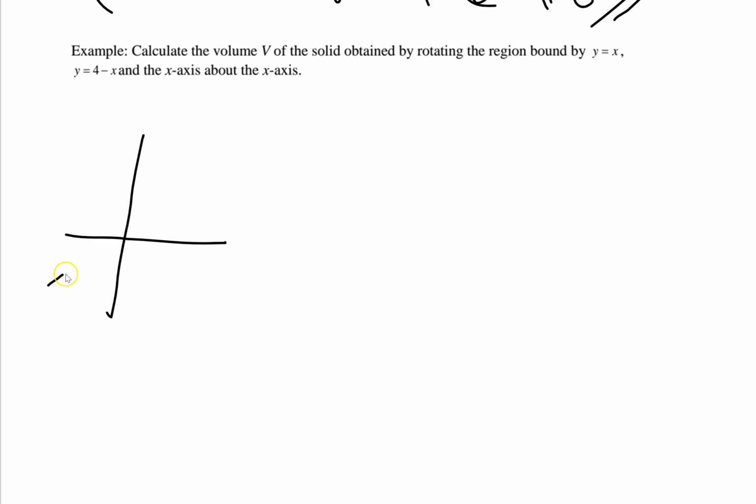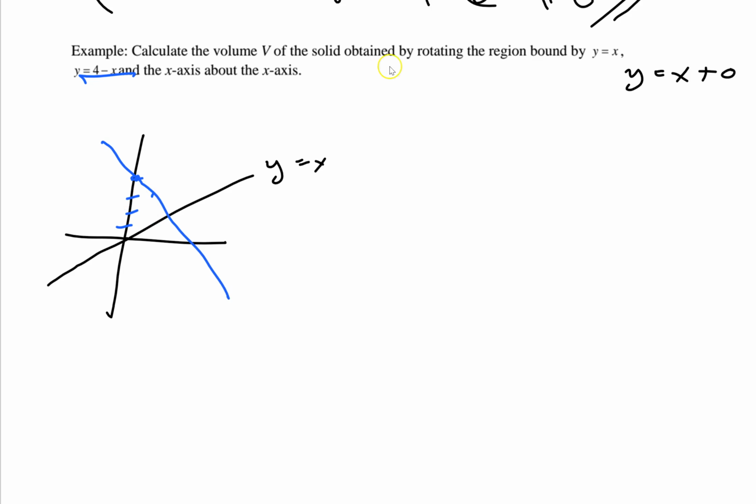So y equals x looks like this, right? It always helps if you actually do y equals x plus 0. So you start at 0 and go up 1 over 1. And the next one, y equals 4 minus x, so go up 4, then down 1 over 1. So something like this. And we probably want the region bounded by y equals x and the x-axis. So we want this region. Right, so this is 4 minus x.